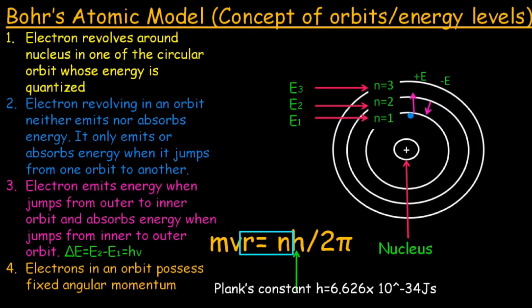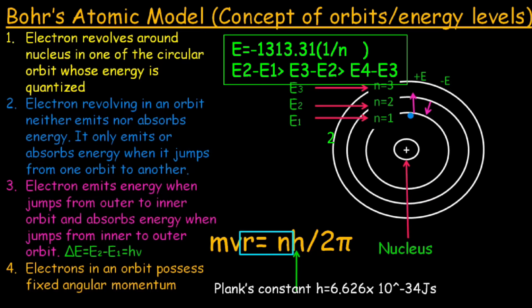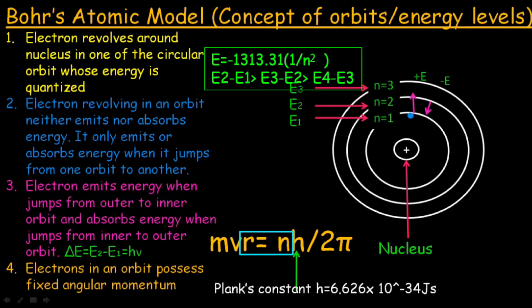The principal quantum number and energy are related to each other as E is equal to minus 1313.31 into 1 by n square. This equation shows that the energy of an electron in an orbit, or energy of the orbit, is inversely related to the square of the principal quantum number, with a negative sign.